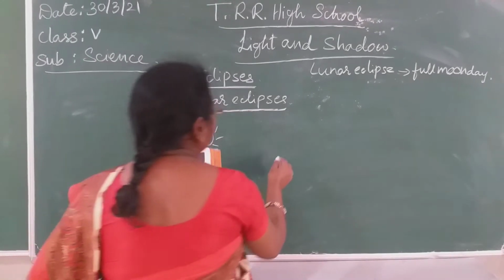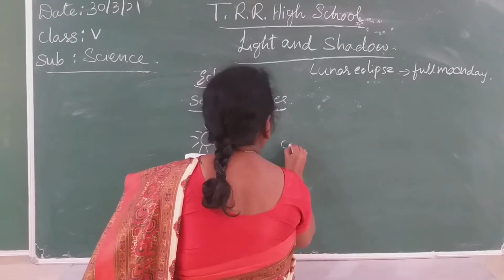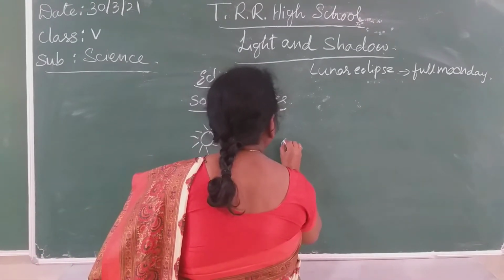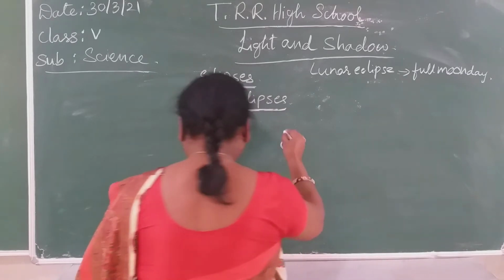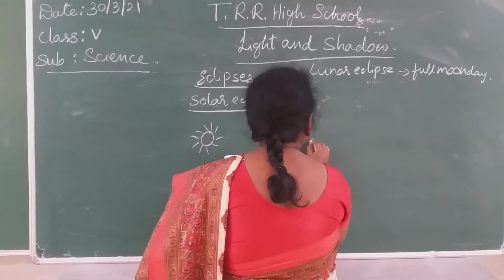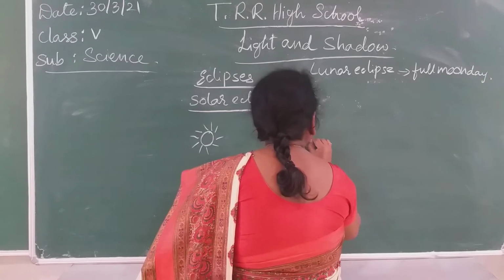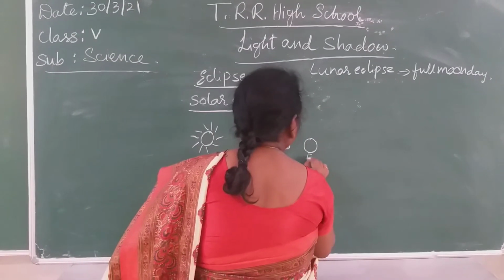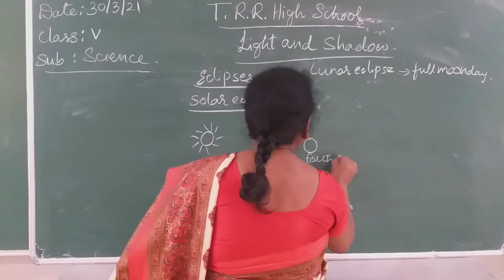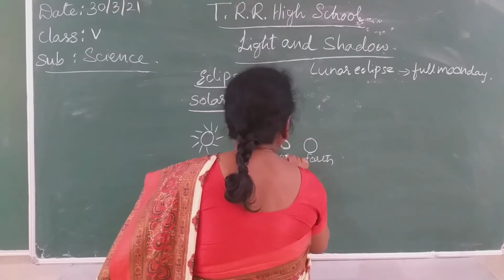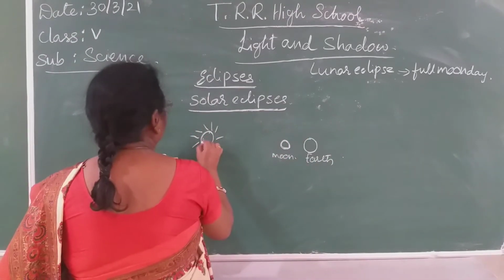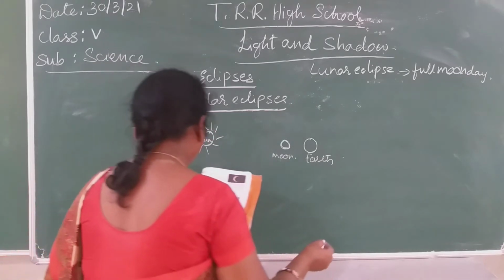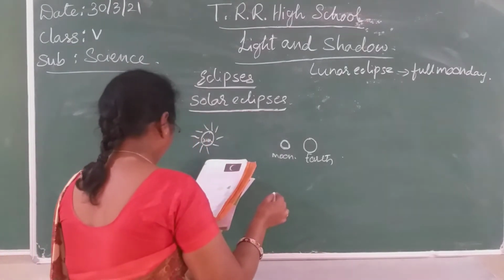The moon comes in between the earth and the sun. Then the solar eclipse occurs. Here, see, this is the earth. Here is the moon and this is the sun.